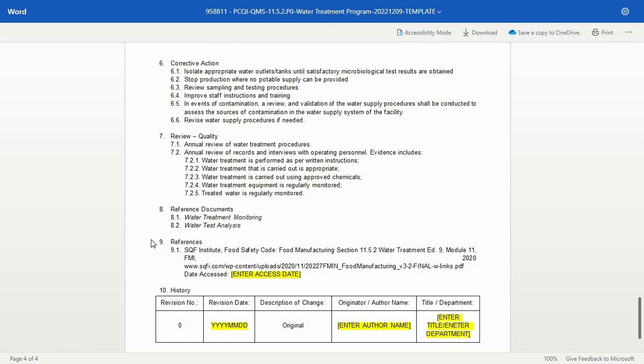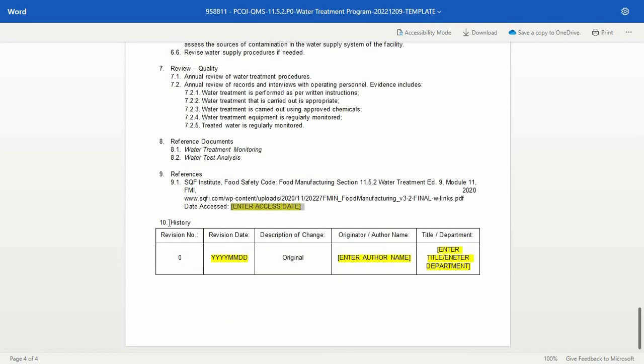Ninth is references. The reference section is composed of guides utilized to implement the program. Examples are the certification guide, regulations, and other widely accepted scientific journals, research, and the like. It must comply with the standard format citation, which can be based on either MLA, APA, or Chicago style, and update the access date.